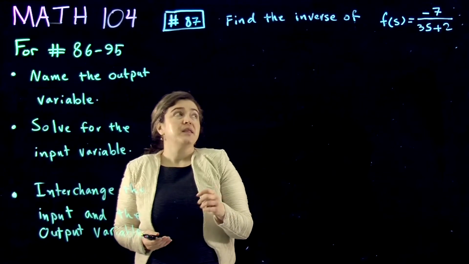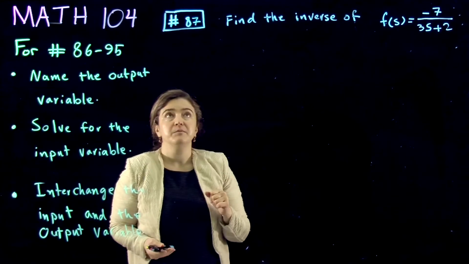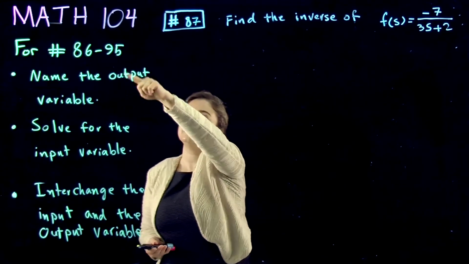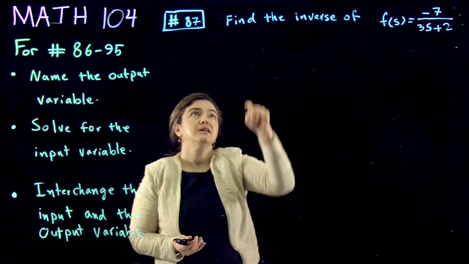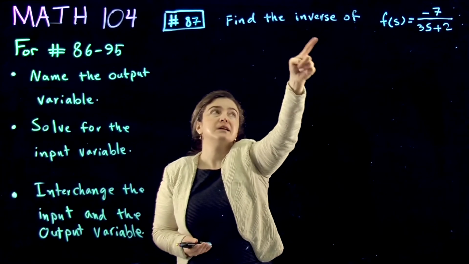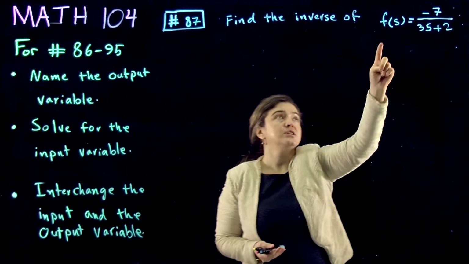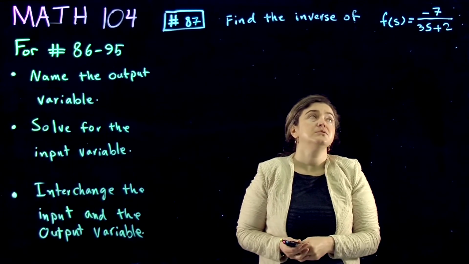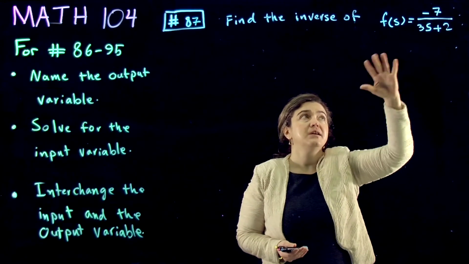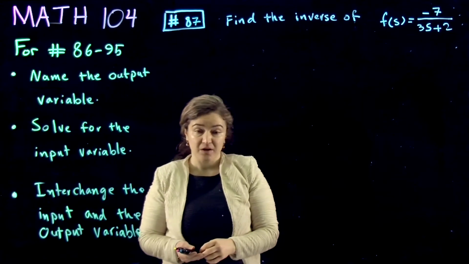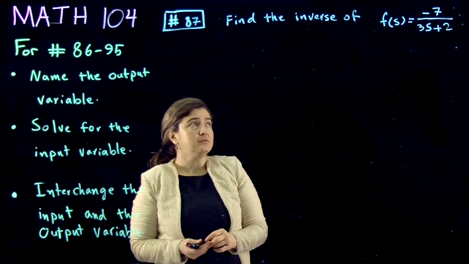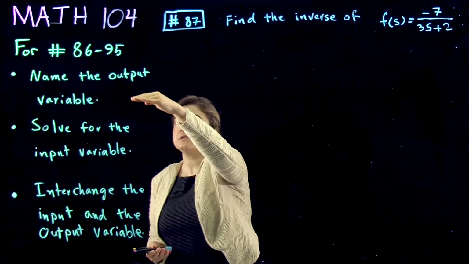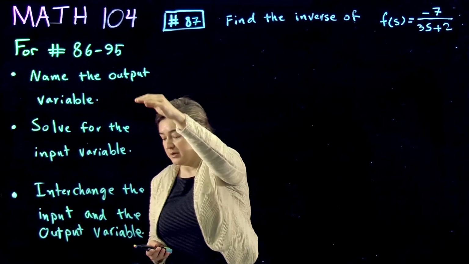We're continuing with Math 104 Gateway questions. Question number 87 out of the pool 86 to 95. This one is finding the inverse of a function, and the function is f of s equal to -7 divided by 3s plus 2. Now, the first step that we want to follow is to name the output variable.